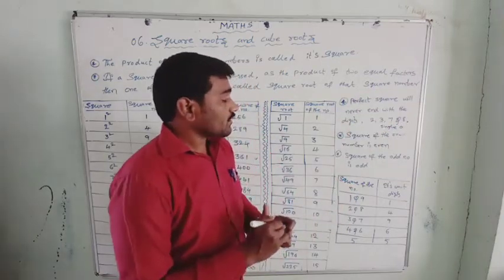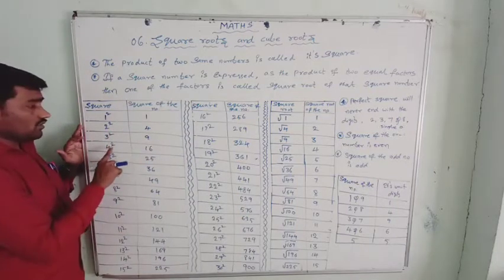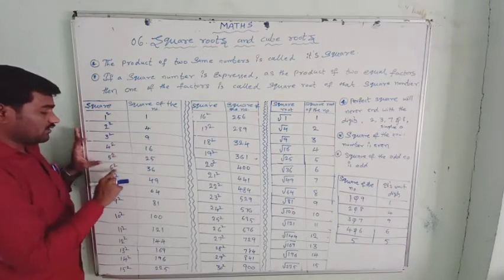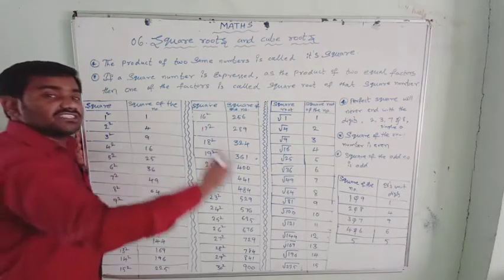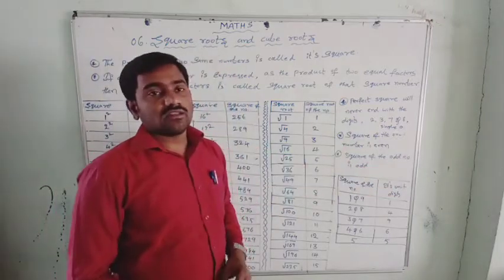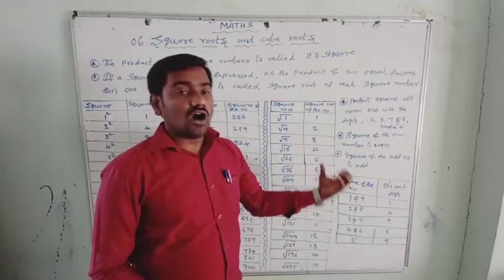Okay, and the square of an even number is always an even number. 2 square is 4, 4 is an even number. Square of 4 is 16, an even number. 6 square is 36, even number. So the square of an even number is always an even number. The square of an odd number is always an odd number.